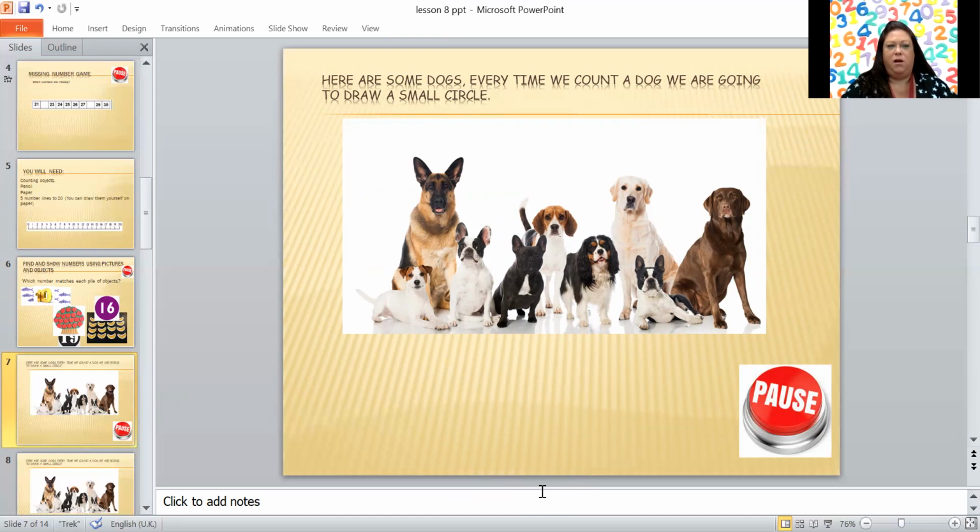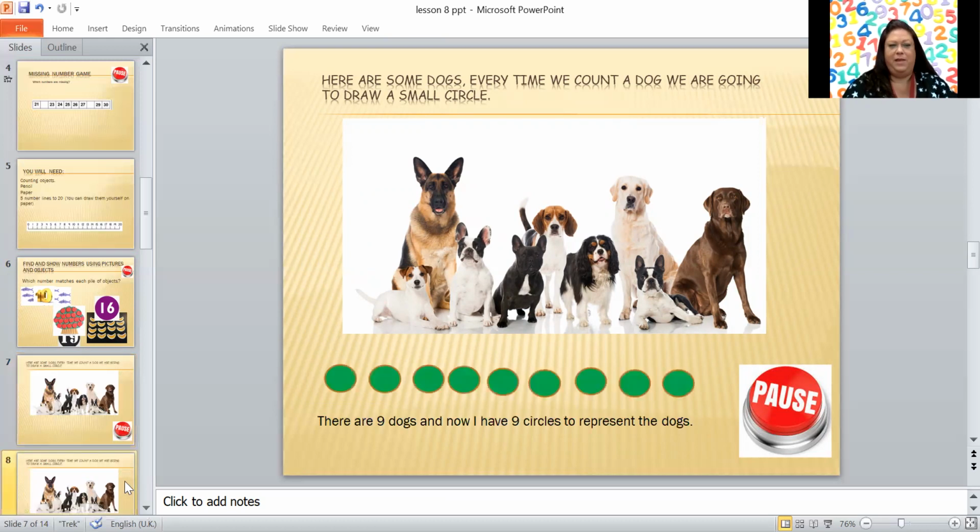Now, every time we count a dog, we're going to draw a small circle. Now, that means we're going to represent the dogs, because it would take us ages to draw 9 dogs, wouldn't it? But we need to remember that number. So you can pause the button and draw a circle for each dog. So 9 circles. You ready?